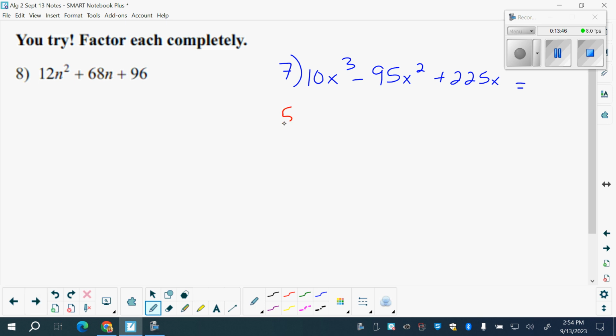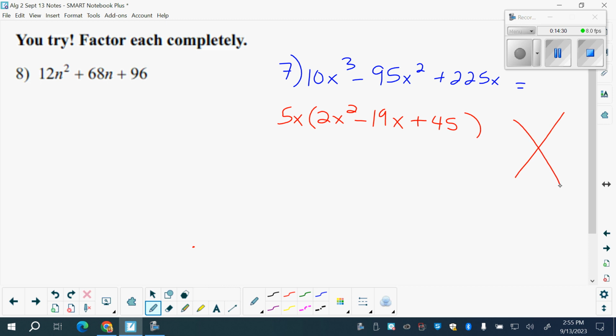X, that's right. So we're going to first factor out a 5x. So that would give us 2x. What exponent goes here on the 2x? Yep. And then calculator's good on this. 95 divided by 5 is 19. X, and then 225 divided by 5 is 45. So plus 45.